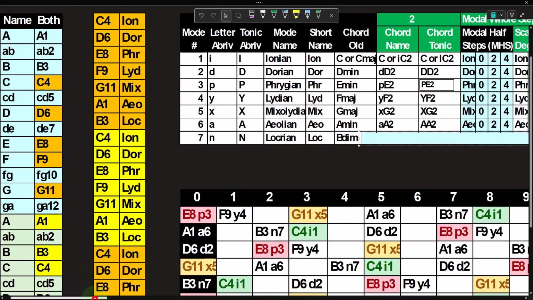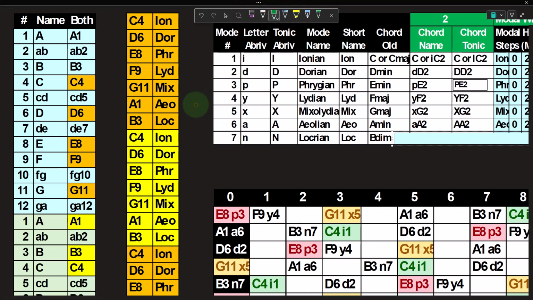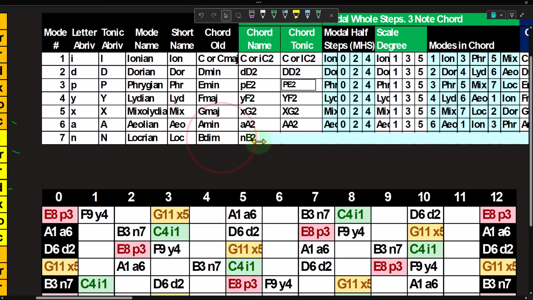All right, so if we built that out over here, we're going to say we're on the B, and so on the Locrian it would be here 1, 3, 5 from a scale degree standpoint. I'd like to call it 0, 2, 4. Okay, so then I think it would be better just to call it an NB2. Now N stands for Locrian.